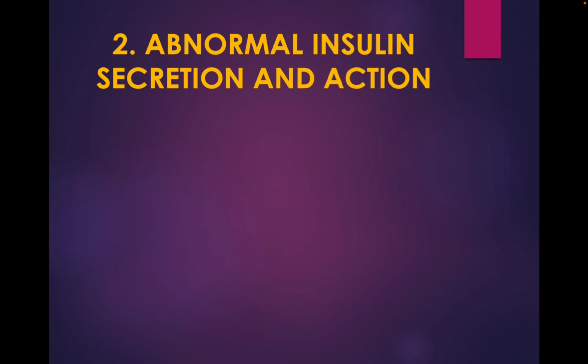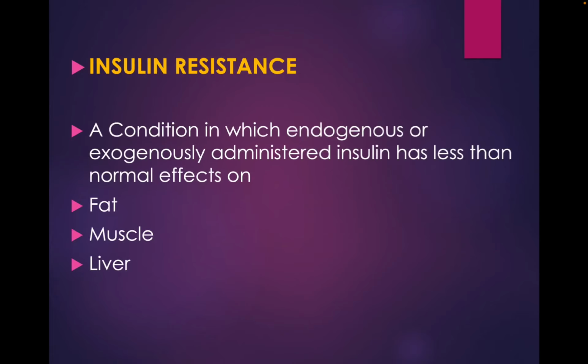Second is abnormal insulin secretion and action. Already we have discussed in our last video how insulin resistance leads to hyperinsulinemia and hyperandrogenemia. We discussed this insulin resistance. What is insulin resistance? I'll just brief it again. It is a condition in which endogenous or exogenously administered insulin has less than normal effect on fat, muscle and liver. So what is insulin?